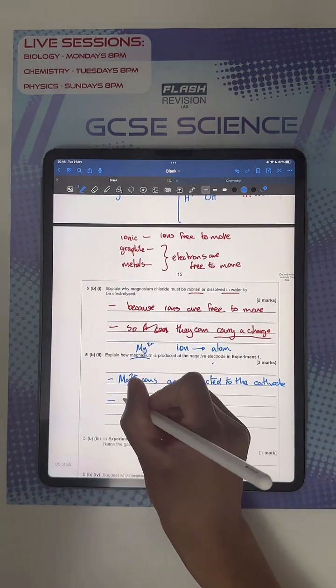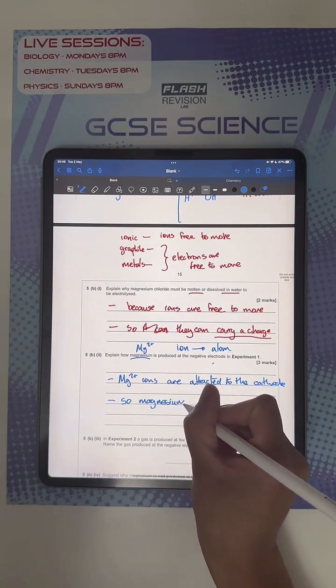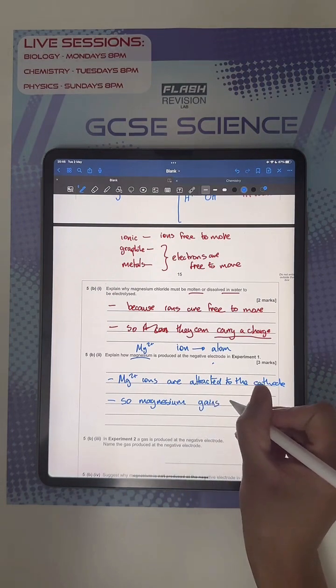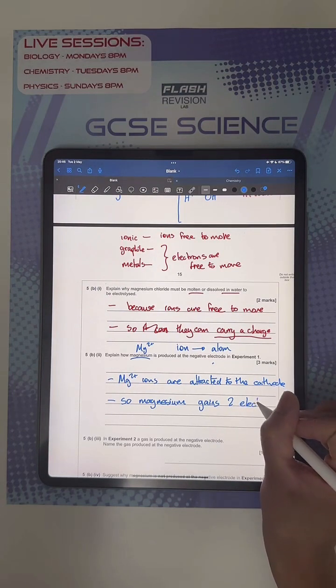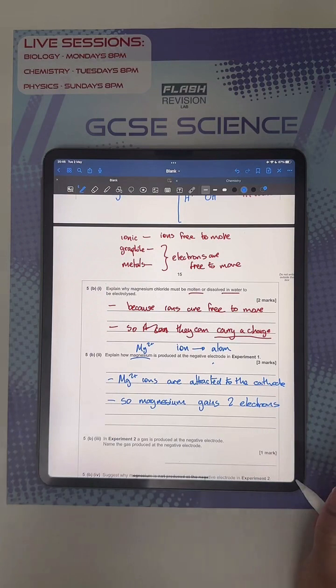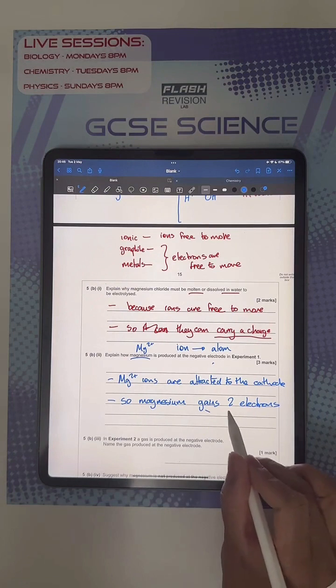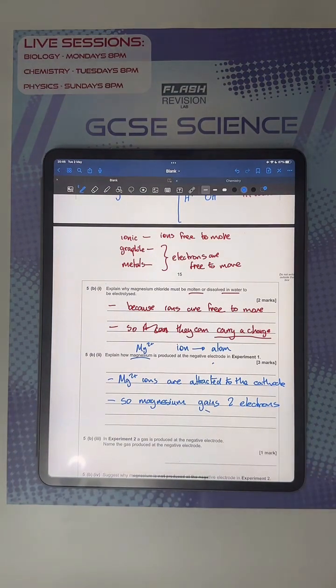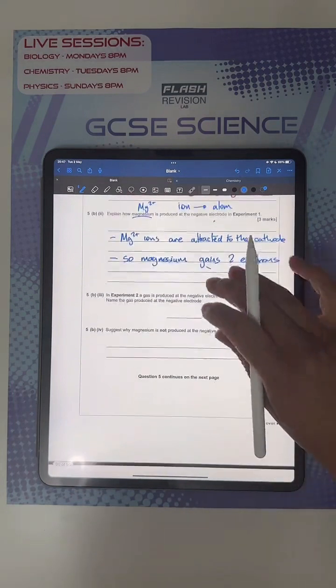So magnesium gains 2 electrons. You can say reduced as well, but you have to mention that it's 2 electrons. So that's the first mark. This is the second mark to say gains. Third mark is to say 2 electrons. Yeah, it's in group 2, so it has 2 outer shell electrons. That's why it's 2 plus. Hope that made sense. Next one.